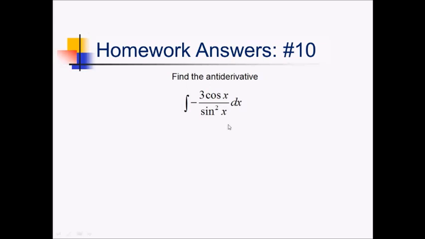On this problem, we need to simplify these trig functions a little bit first before we can really take this antiderivative. So I've got cosine over sine times 1 over sine, essentially. That's going to be cotangent times cosecant of x with a negative 3 out in front. And then the antiderivative of this is just going to be a positive 3 cosecant, because the negative here is what we get if we take the derivative of 3 cosecant. And don't forget the plus c.